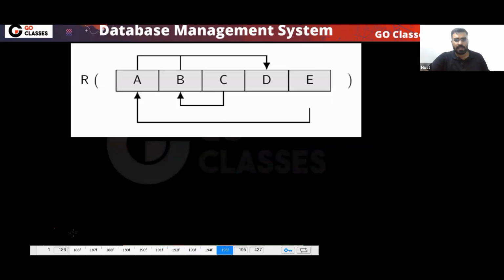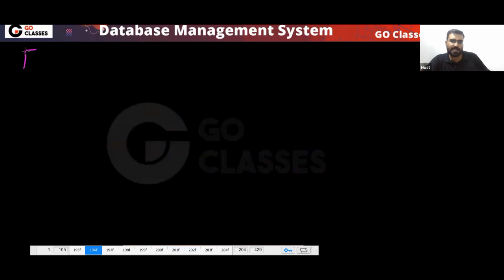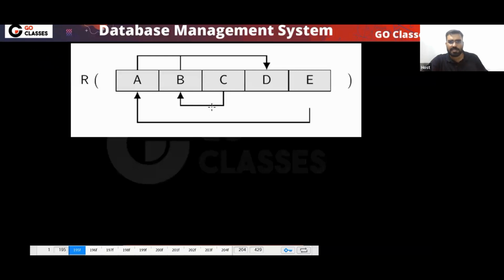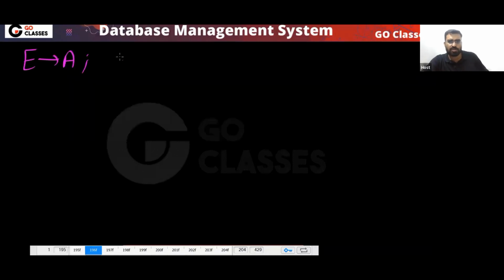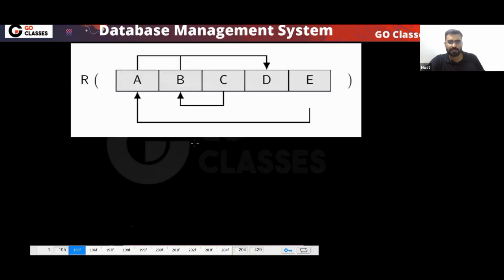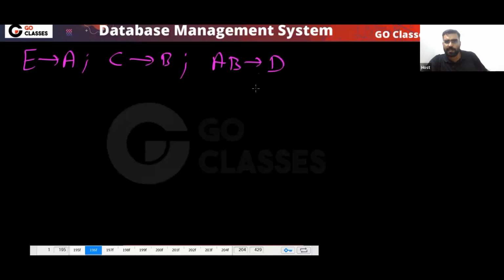Let's see this example. Consider this one. What are the functional dependencies? First, you write all the functional dependencies. You can notice E determines A. These are the functional dependencies. What else? C determines B. What else? AB determines D.